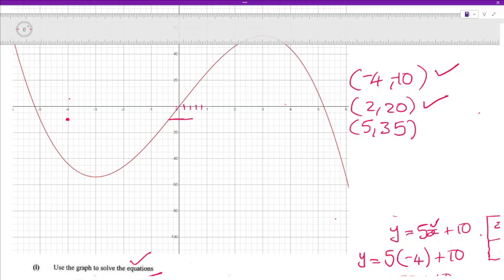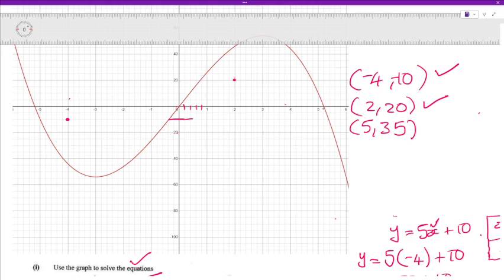2, 20. 2 for the x is here, 20 is right there for the y. So where these two lines are meeting, positive 20. So it's up here. Okay, 2, 20. Where these two lines are meeting, they are meeting right here. So that's what our coordinate is going to be.